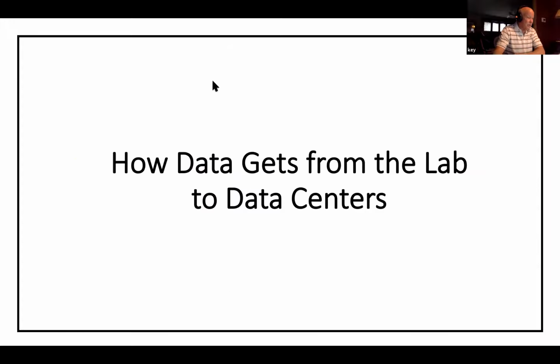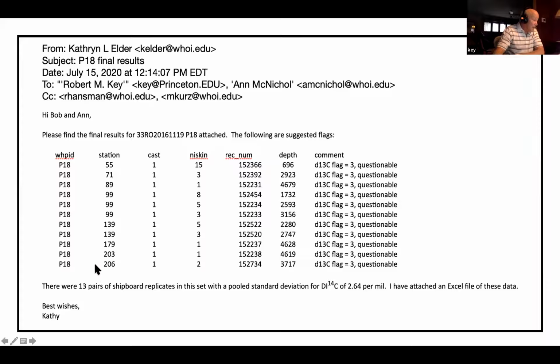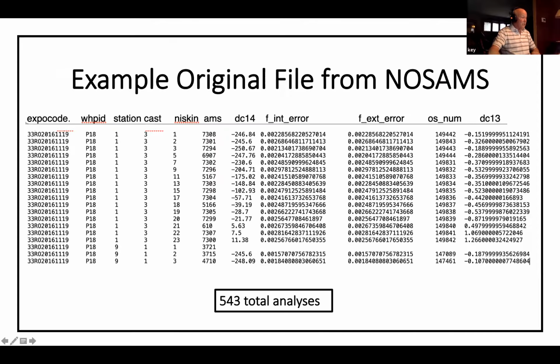Anyway, so this is a note that Kathy sent me. And at the end of it, she says also that here's a summary of the C14 duplicates for this particular cruise. 13 pairs of shipboard replicates had a standard deviation of 2.6 per mil. The file that she sent, this is a subset of that file. Exactly, again, it's just a cut and paste. I don't know where the red dots came from, just ignore those.